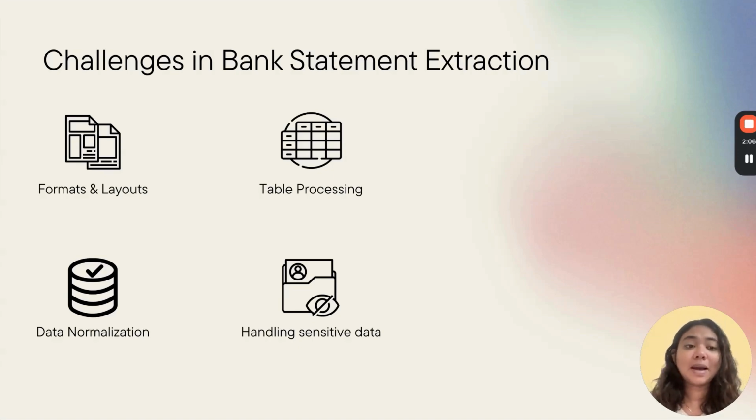And finally, bank statements contain highly sensitive information like account numbers, names, addresses, transaction history, and so on. So, when you're processing these statements at scale, you need to ensure data privacy and compliance with various regulations. So, this means implementing secure storage, encryption, access controls, and audit trails. Now, this can again add to the complexity of your extraction pipeline.